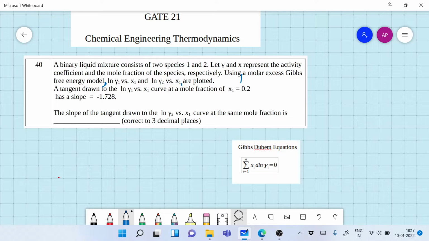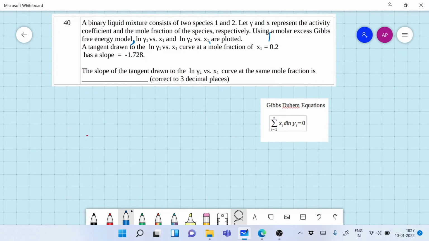Using molar excess Gibbs free energy model, ln gamma 1 versus x1 and ln gamma 2 versus x1 are plotted. A tangent drawn to the ln gamma 1 versus x1 curve at mole fraction x1 equal to 0.2 has a slope of minus 1.728. The slope of the tangent drawn to ln gamma 2 versus x1 curve at the same mole fraction is, we want the value correct to three decimal places.